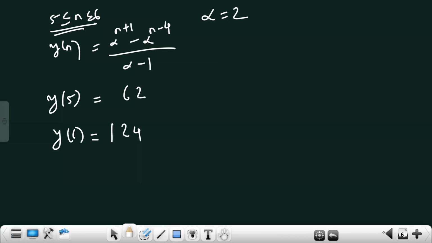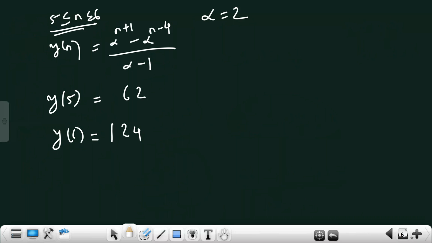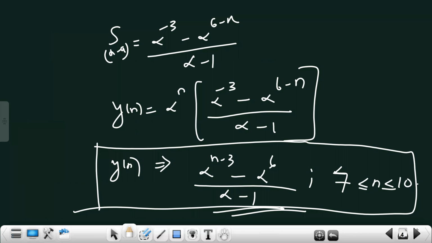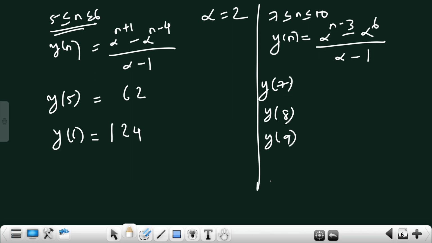Now, the third case that we have is from 7 to 10, where you are going to substitute in this equation. This is the equation that we are taking for 7 to 10: y of n is equal to (alpha to the power n minus 3 minus alpha to the power 6) by (alpha minus 1). So you need to tell me the answers for y of 7, y of 8, y of 9, y of 10.